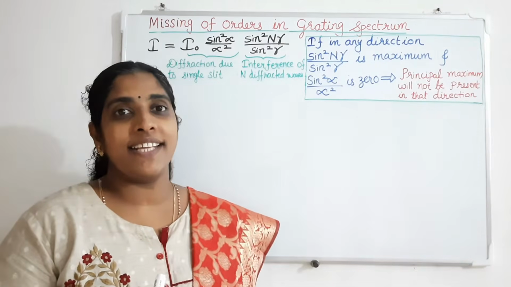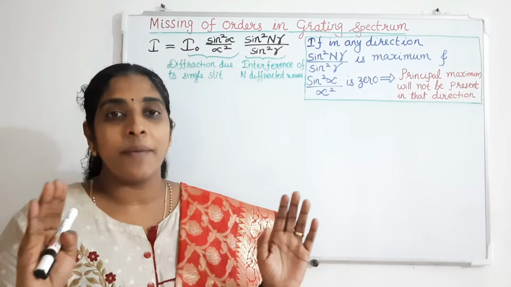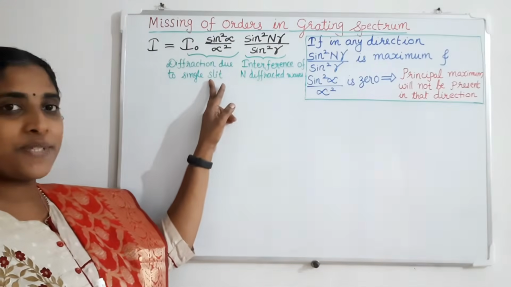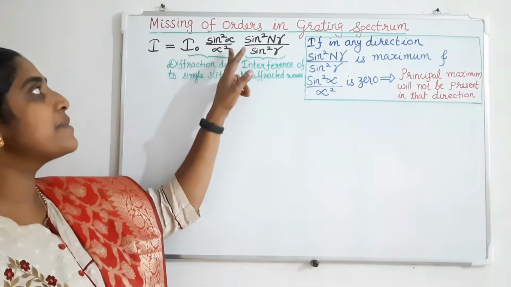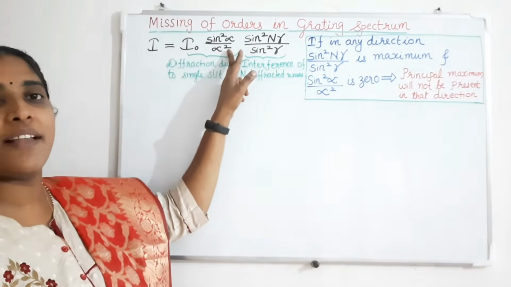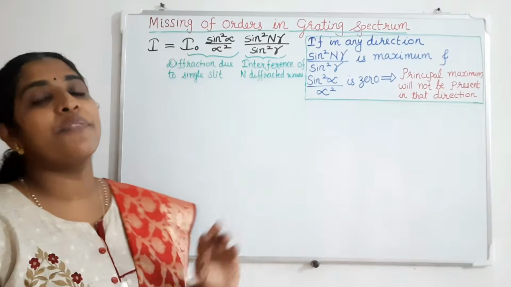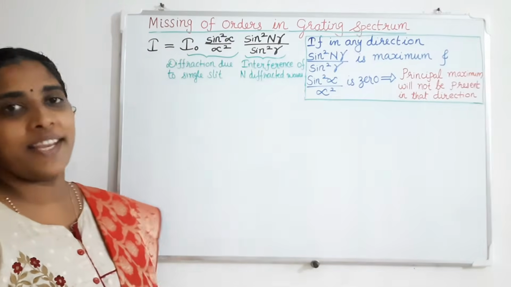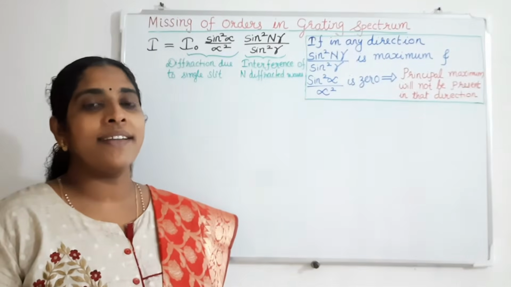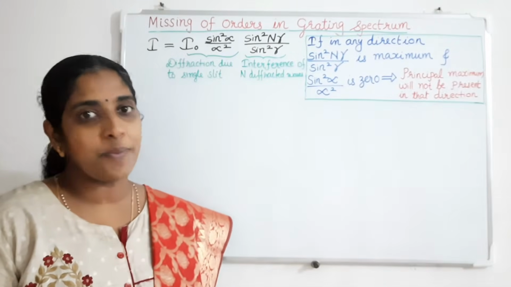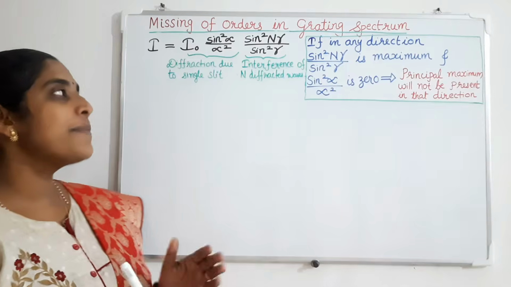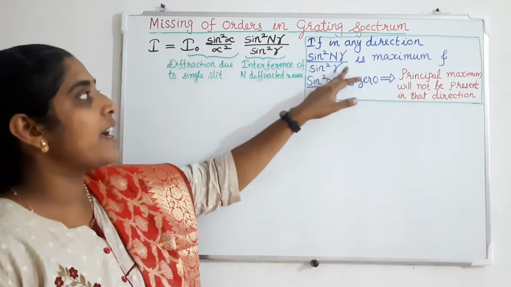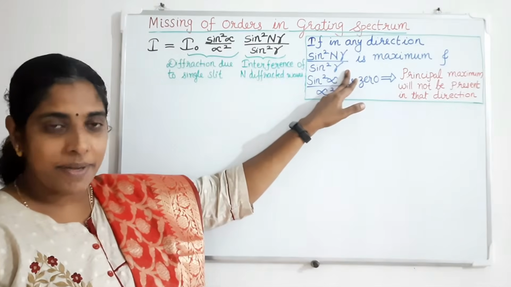In diffraction grating, the resultant pattern will be the combination of the diffraction due to single slit. That effect gives the I0 sin square alpha by alpha square, and interference of n diffracted waves from n slits. That leads to the term sin square n gamma by sin square gamma, and we derived the expression for principal maximum and minimum.